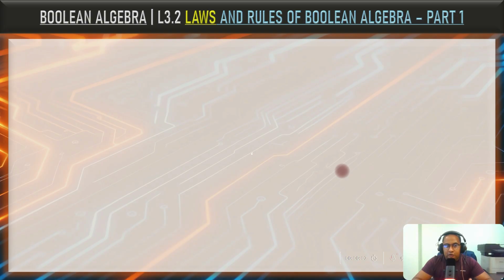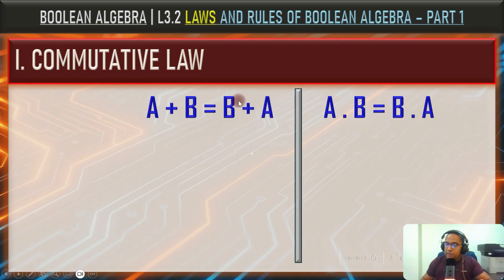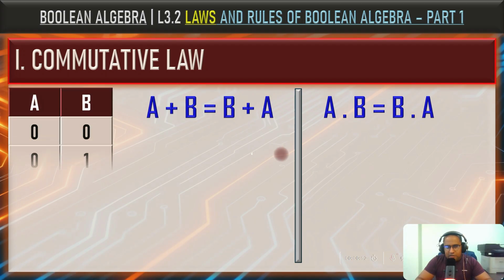Now let's begin with the first law, the commutative law. This law states that in Boolean algebra, the order of the terms does not change the result for Boolean addition and Boolean multiplication. In other words, A plus B equals B plus A, and A times B equals B times A. Now let's prove this by assigning logical values to the variables.